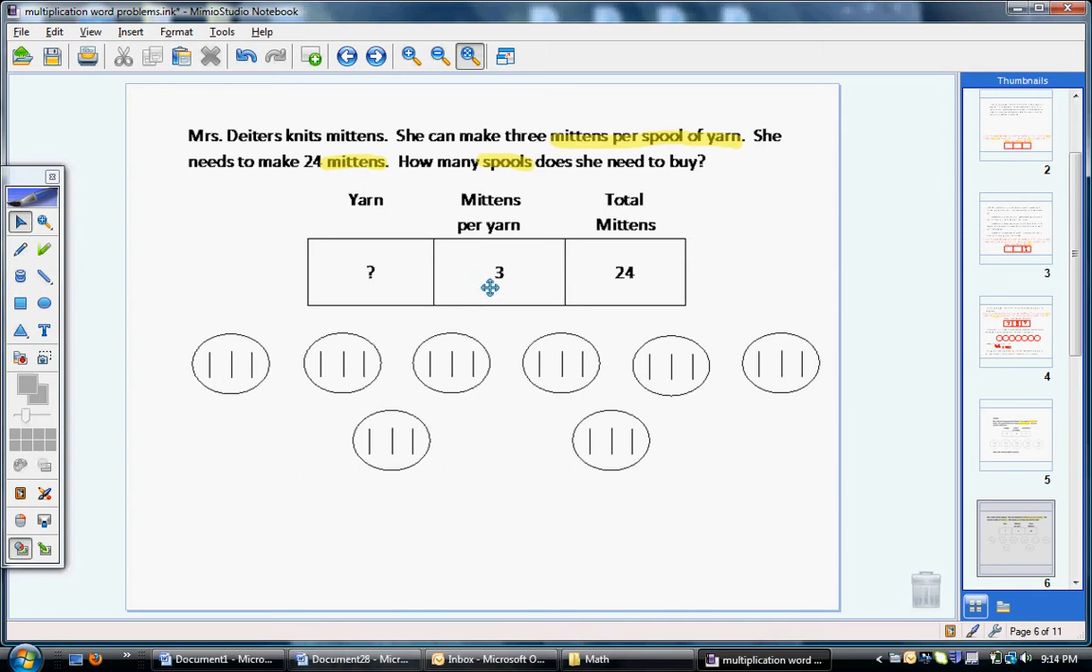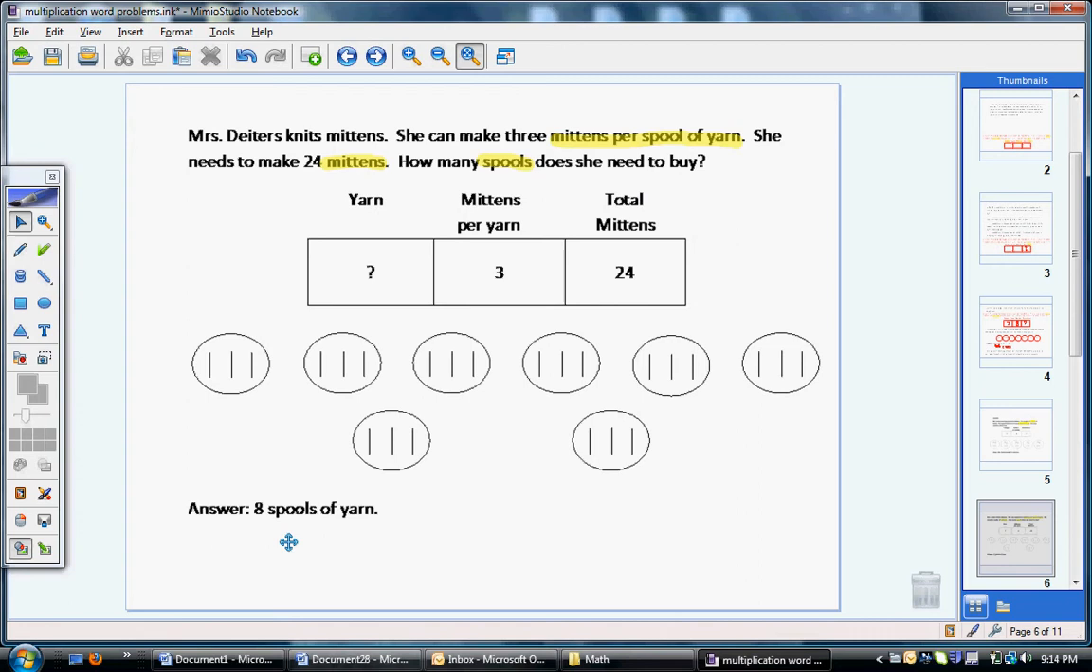And they're in groups of 3 because I know that in each spool of yarn I can make 3 mittens. So now all I need to do is count up how many yarns I got. Here's 1 spool, 2, 3, 4, 5, 6, 7, 8 spools of yarn.